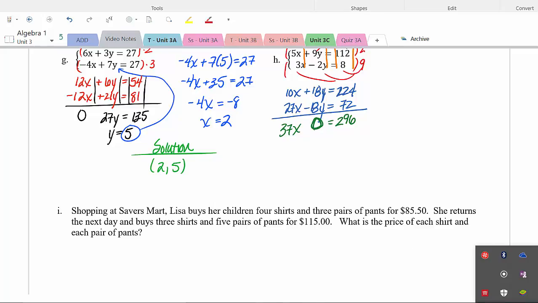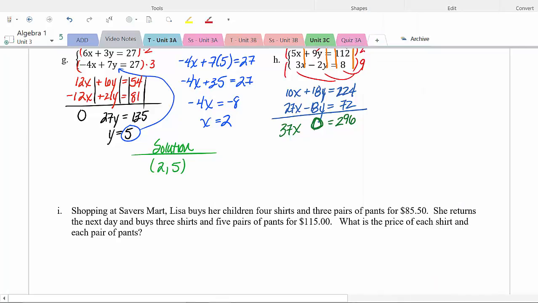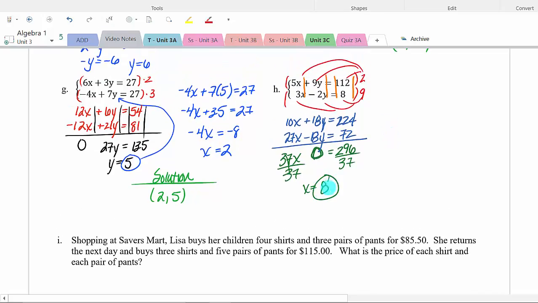I'm going to pause. Okay, so you can see there that 296 divided by 37, let me grab my pen again. If we divide that, it was 8. So I'm going to go ahead and cancel that 37 there and that 37 there. So we find out that our x value is equal to 8. That's half of our coordinate point. We need to go back and find the y value.